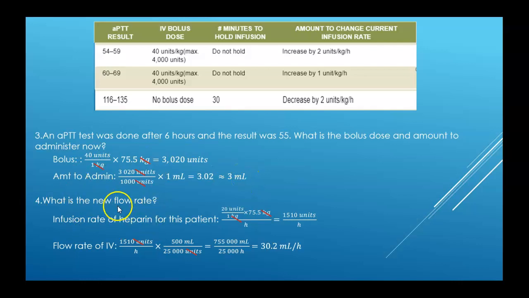Now the new flow rate based on the APTT test of 55, increase by 2 units. So the original was 18 units per kilogram per hour. Now we have 20 units. 18 plus 2 is 20. So we have an infusion rate of 20 units per kilogram per hour. So to find out how many units per hour, we multiply by the kilograms. So that's 1,510 units per hour.